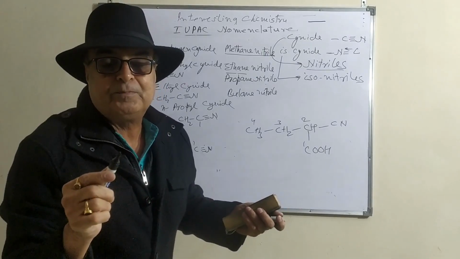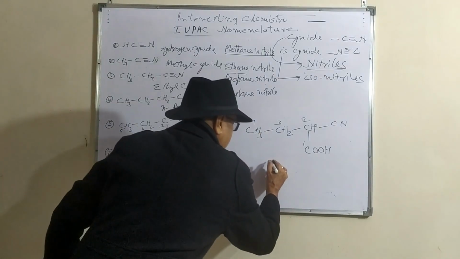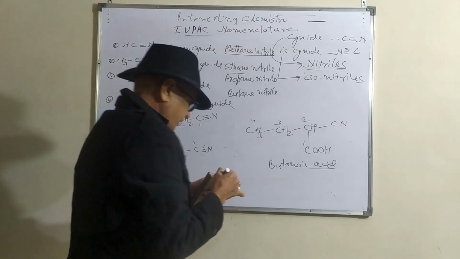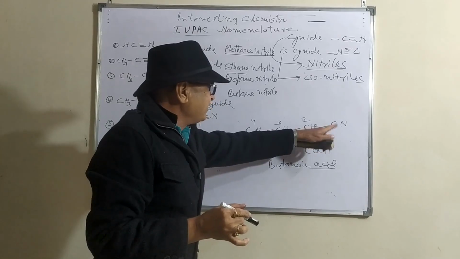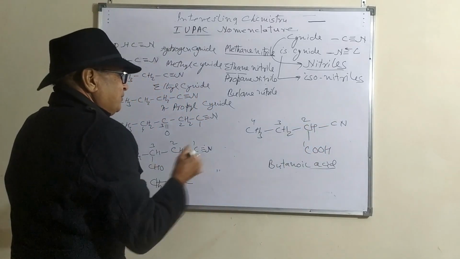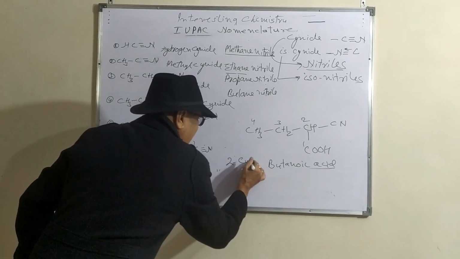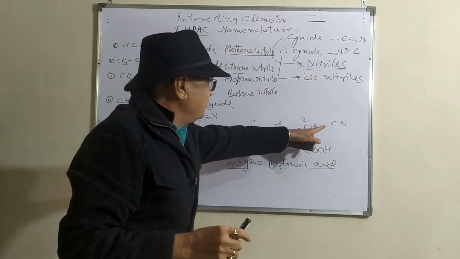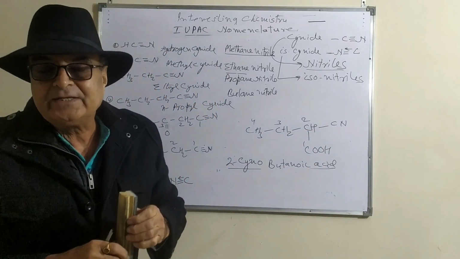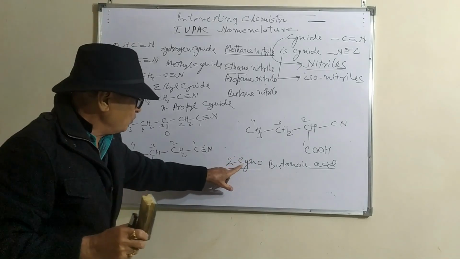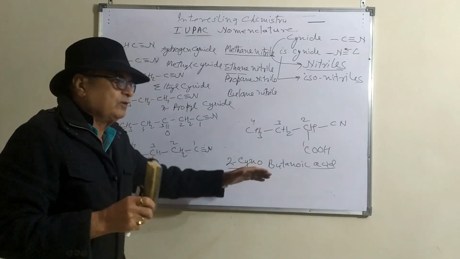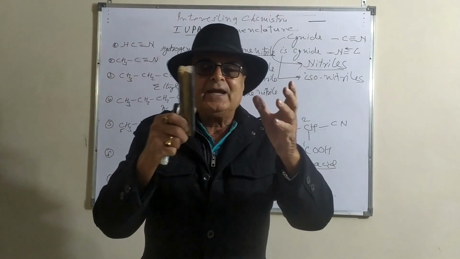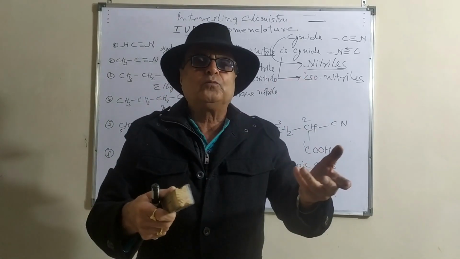The name of the parent compound will be butanoic acid. And now the CN, this nitrile, is located on the second carbon. So you will write here 2-cyano. When nitrile is written at the place of the prefix, it will be cyano. The prefix for the cyanide is cyano. Then you write 2-cyano butanoic acid. 2-cyano butanoic acid.